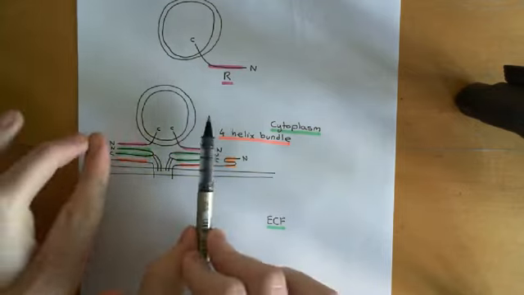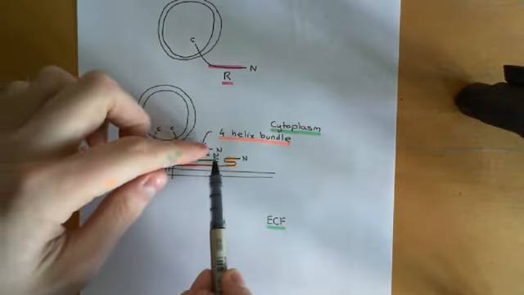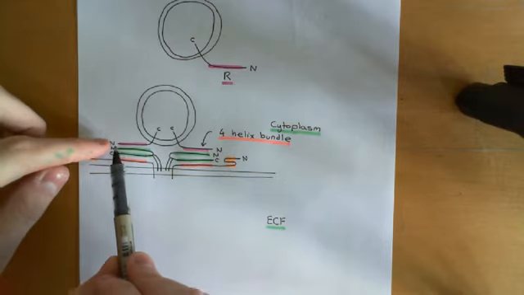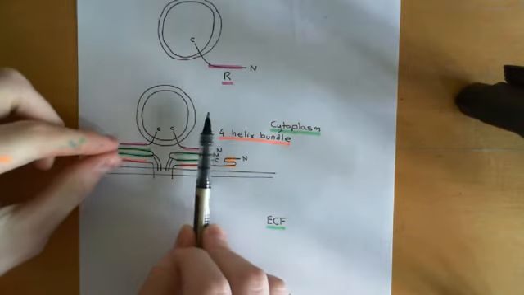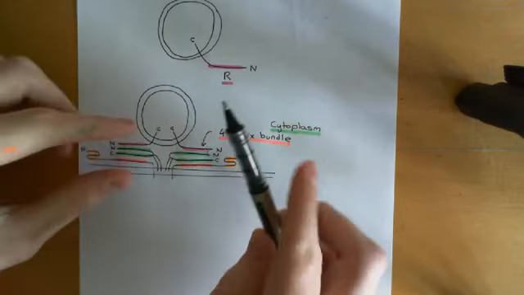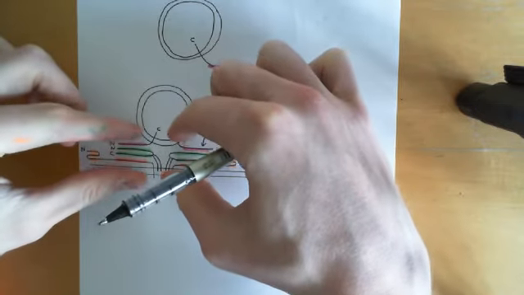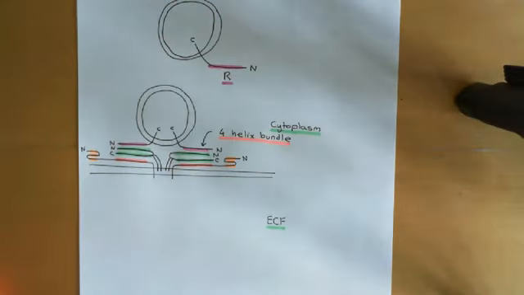So you start coiling them round one another from these portions at the ends, and then it spreads towards the centre. And as it spreads towards the centre, it brings these 2 membranes closer and closer and closer.